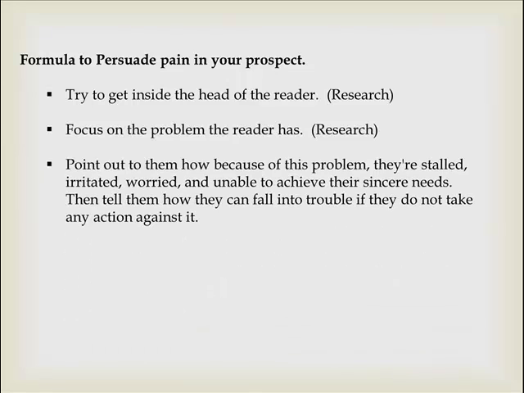Point out to them how, because of this problem, they're stalled, they're irritated, they're worried and unable to achieve their sincere needs. You've got these needs, you've got these wants, these desires, and right now you're stopped. You can't go any farther. You're irritated with the thought of not being able to get any farther than you are now. You're worried that if you don't get something started pretty soon, you're going to start losing everything. And then once you get them there, you tell them how they can fall into trouble if they do not take any action against it.